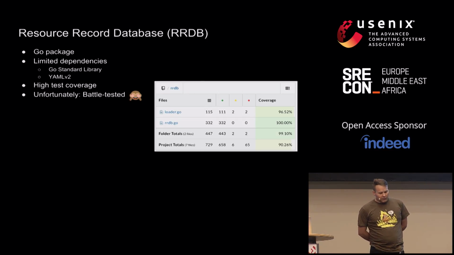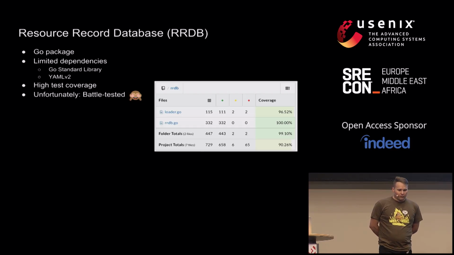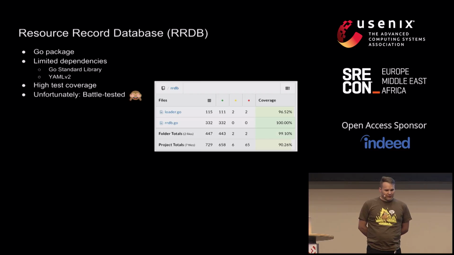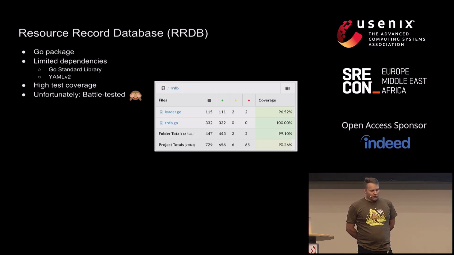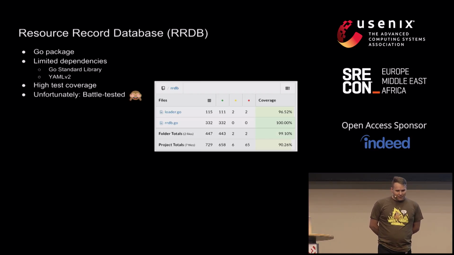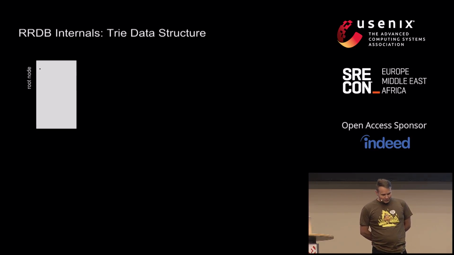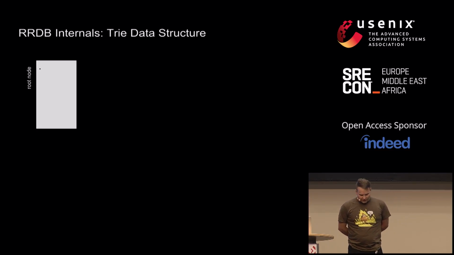For that, we wrote a little Go package. It is called the Resource Record Database, or RRDB for short, with very limited dependency, very small binary. It has high test coverage, because DNS is highly critical. Unfortunately, it is now beta tested. I'll go into that later. But let me first talk a bit about the internals of RRDB.